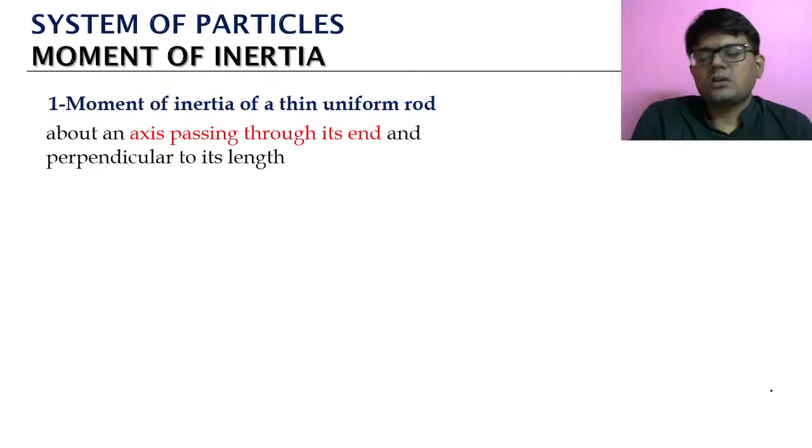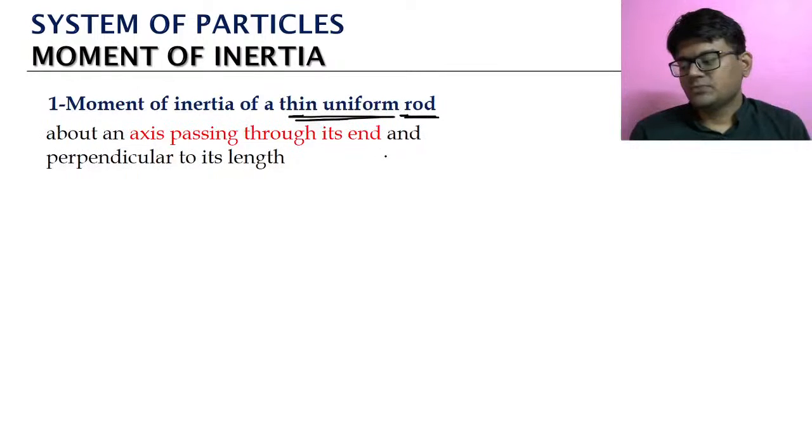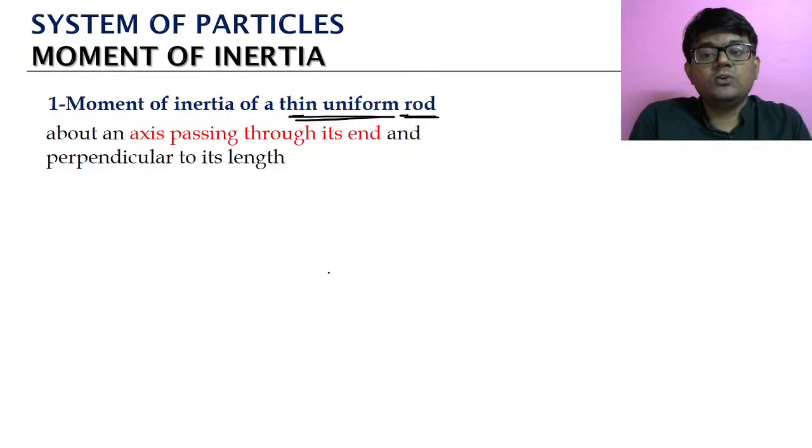We have talked about the moment of inertia of a system of particles. After that, we will go into the moment of inertia of extended bodies. What are these? The distributed masses. These are the examples. First we are going to start with one simple, very common object, a thin uniform rod. So first we will talk about the moment of inertia of a thin uniform rod.